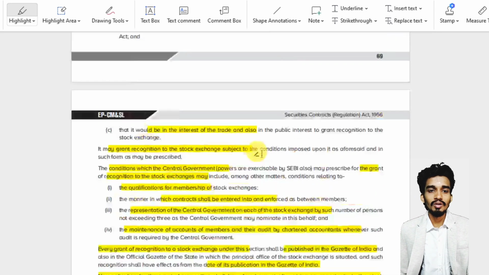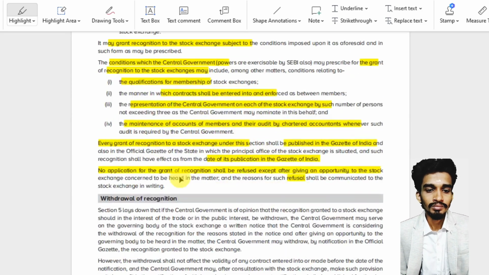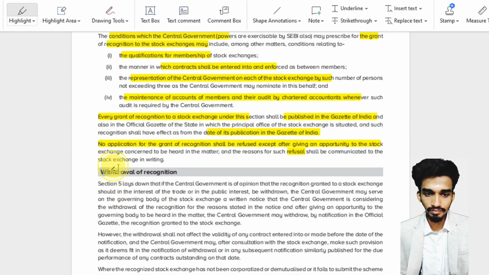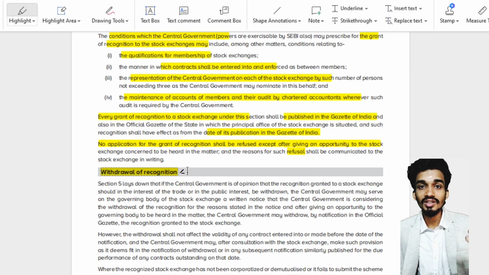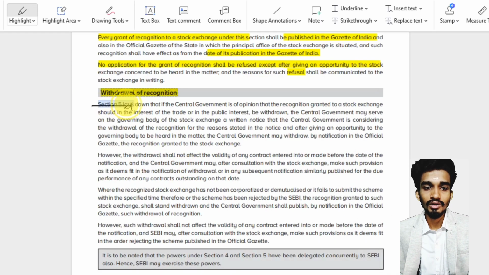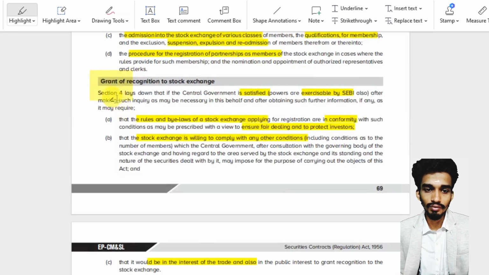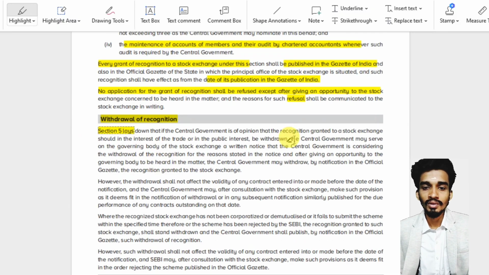Okay, that is all about your grant of recognition of a stock exchange. Okay, next one is your withdrawal. After being recognized, the stock exchange may be withdrawn from the recognition. So here it is section 4, and here it is section 5. That is your withdrawal of recognition.